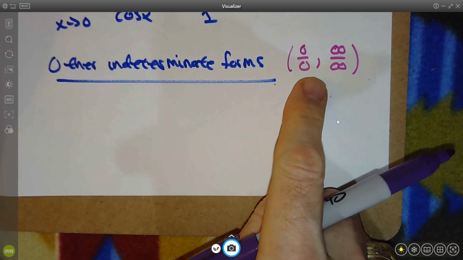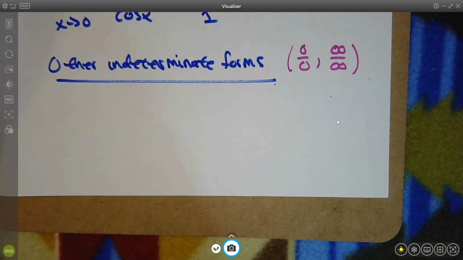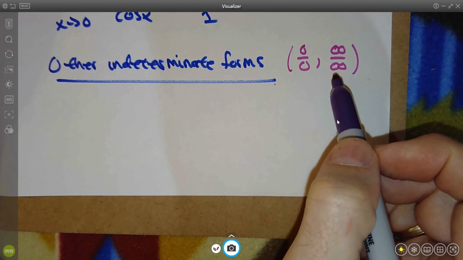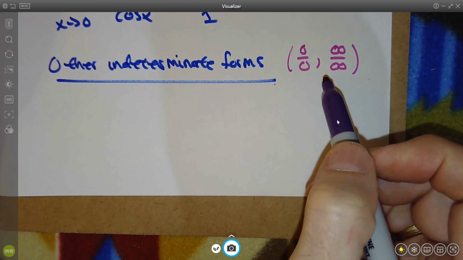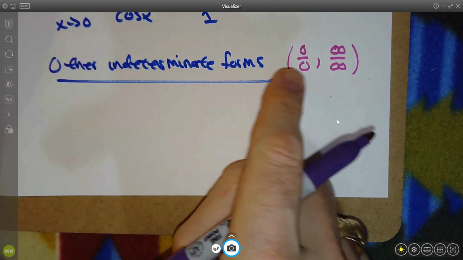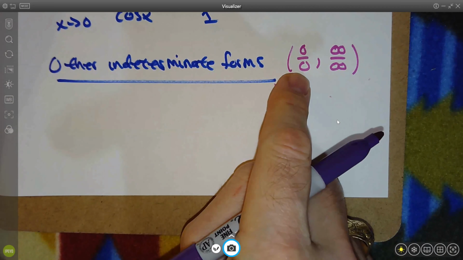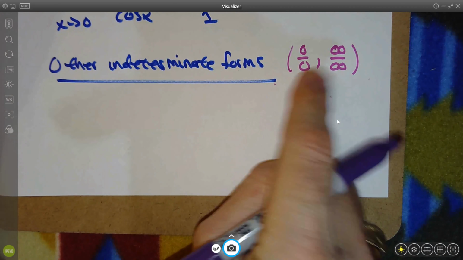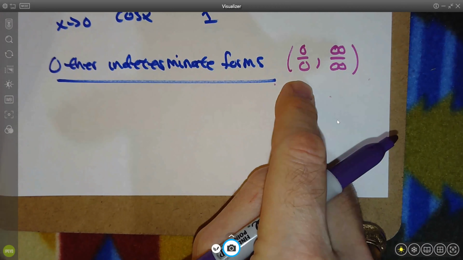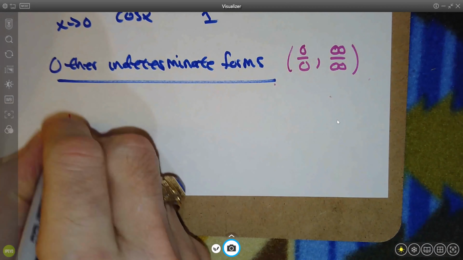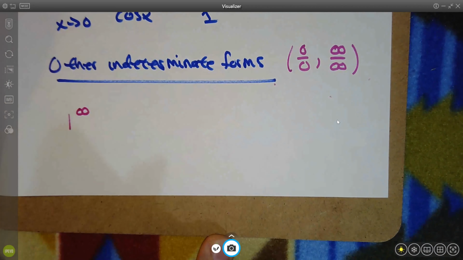So these are your basic forms that you're going to use L'Hopital's rule for. When you have 0 over 0 or infinity over infinity, then you're going to try and use L'Hopital's rule. But there are other indeterminate forms. Now, to use L'Hopital's rule, you're still going to have to manipulate things to make it look like this: 0 over 0 or infinity over infinity.